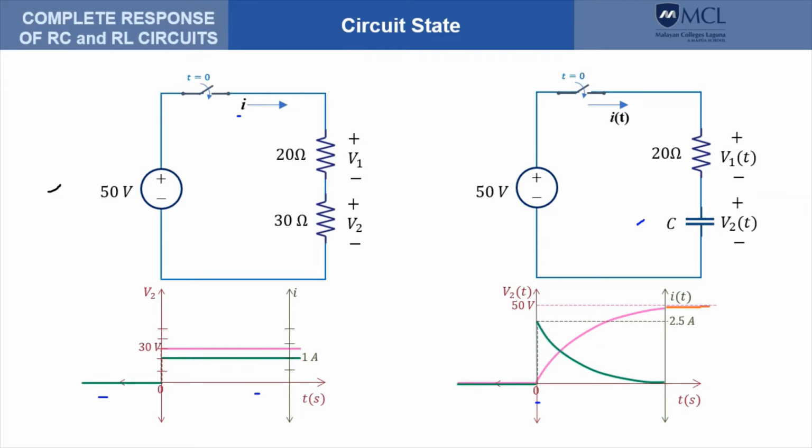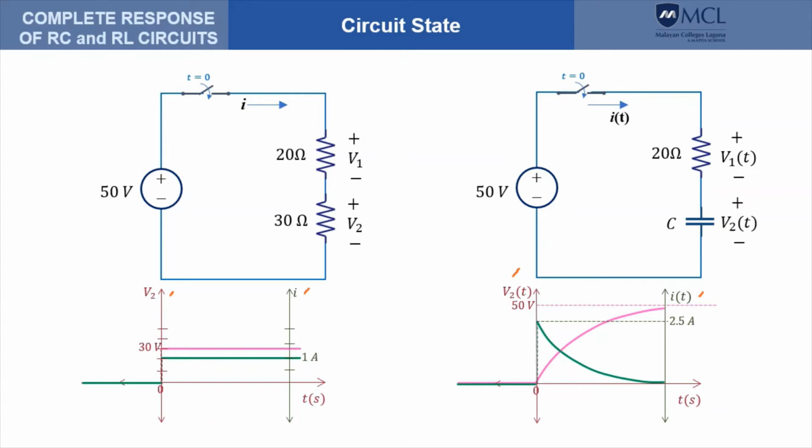So the current stays at 0 before t equals 0, and then at t equals 0, it suddenly increases to 2.5 amperes, and from there it starts to decrease towards 0 and stays 0 as time increases. Take note that we have slightly written v sub 2 and I differently. So v sub 2 now is a function of time, and I is also a function of time. It's because these quantities now vary with time, unlike these quantities here.